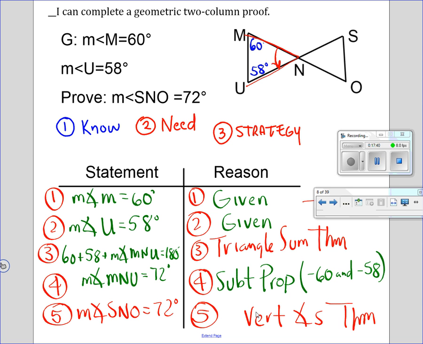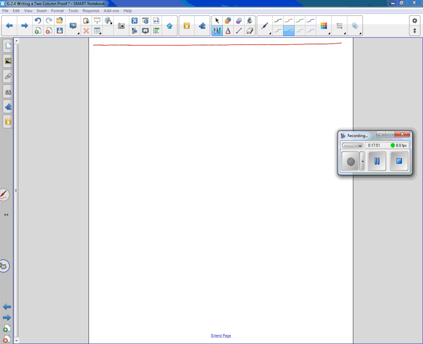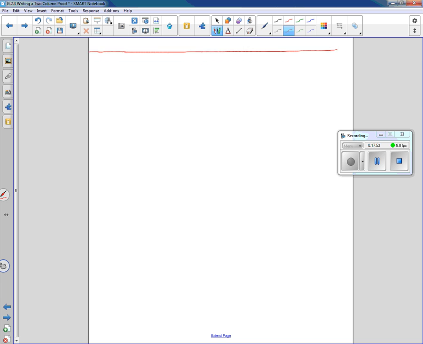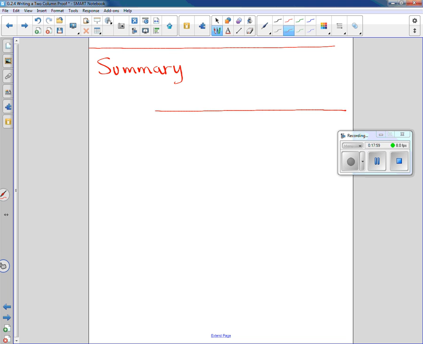If you're right now going, I didn't follow that, then your job, not everybody else's job, but your job is to go back in the video and watch and follow that reasoning again. Okay. Draw a line underneath that. Write the word summary. You might have gotten away from writing your summary. Go ahead and write a summary.